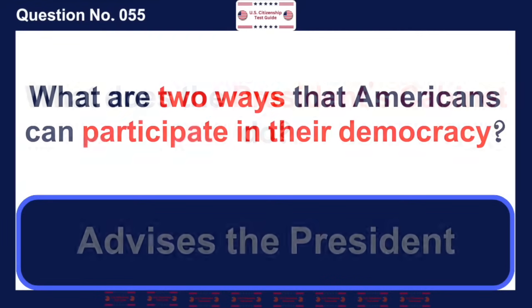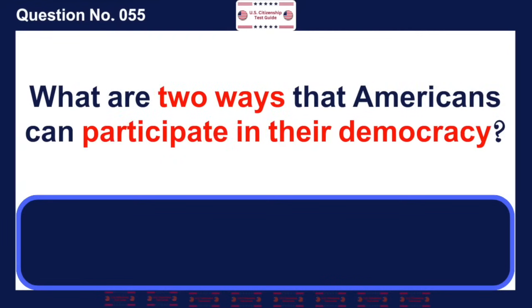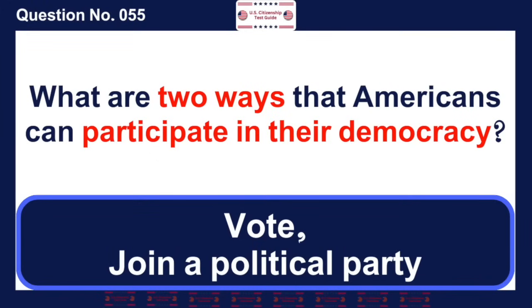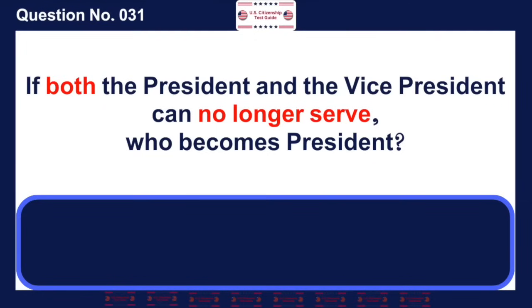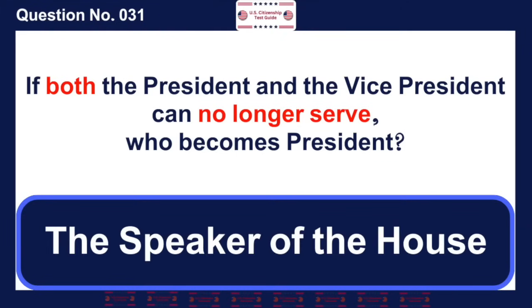What are two ways that Americans can participate in their democracy? Vote. Join a political party. If both the president and the vice president can no longer serve, who becomes president? The Speaker of the House.